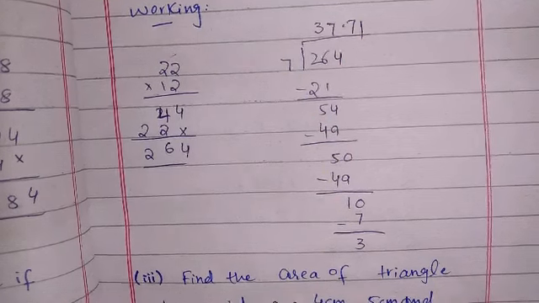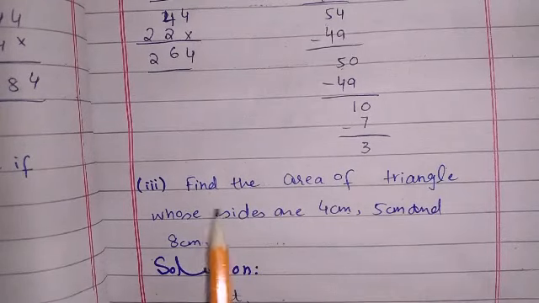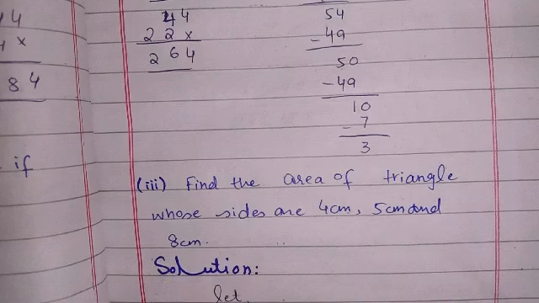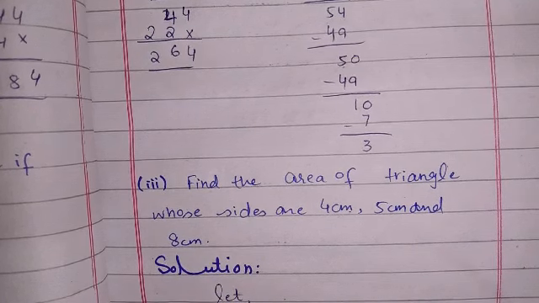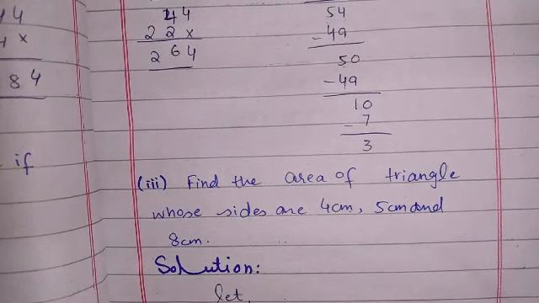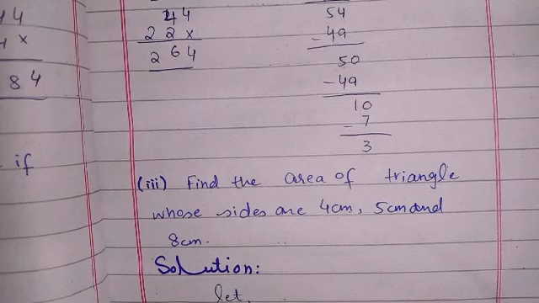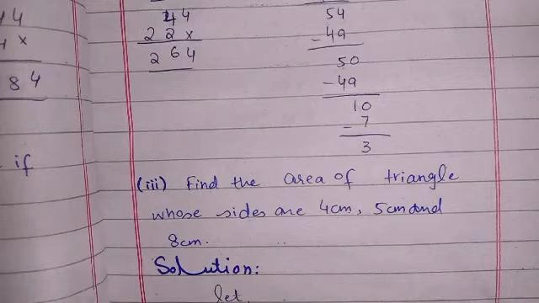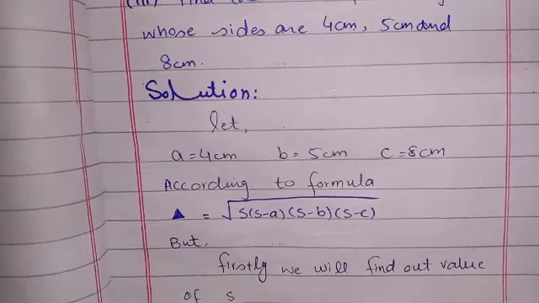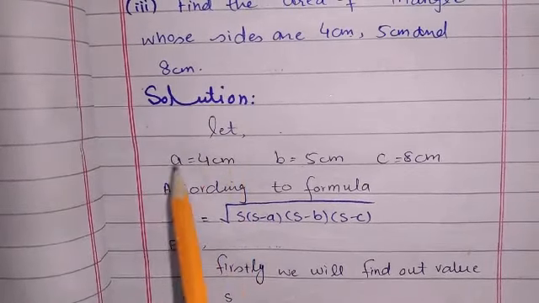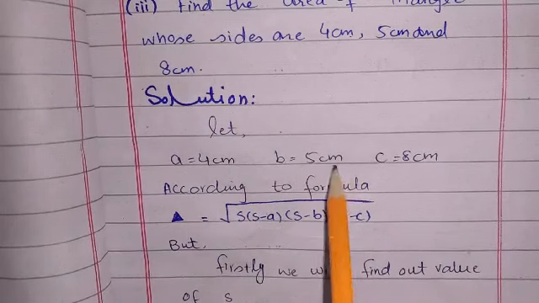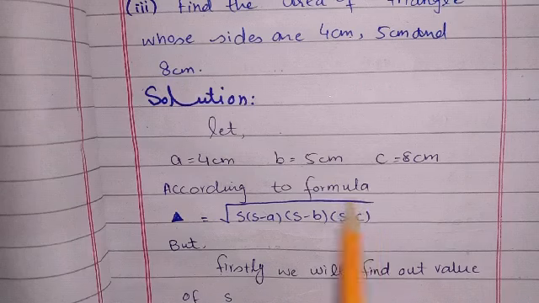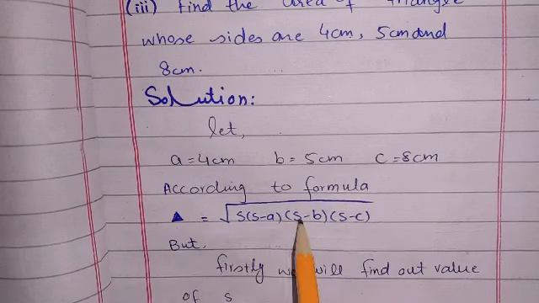Now students, move towards our part 3, which is find the area of triangle whose sides are 4 centimeter, 5 centimeter and 8 centimeter. As you can see students, when we have the measure of 3 sides of triangle, we will use our Heron's formula to find out the area of triangle. Now here is our solution. Let A is equal to 4 centimeter, B is equal to 5 centimeter, C is equal to 8 centimeter. According to formula, area of triangle is equal to square root S into S minus A into S minus B into S minus C.